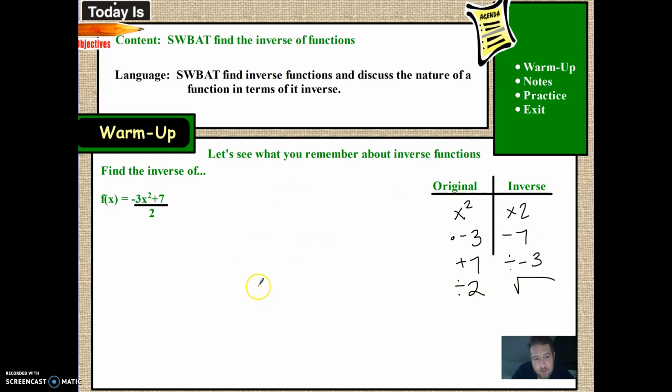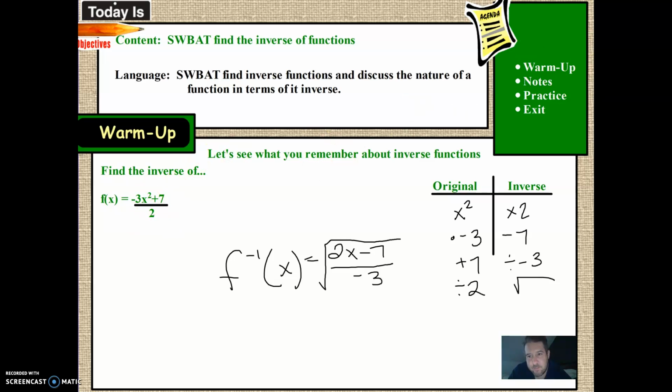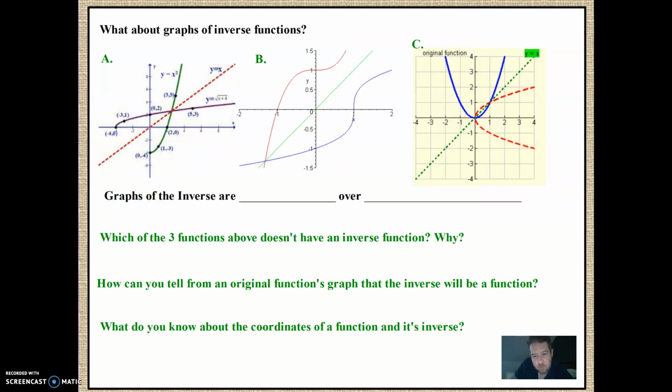So I'm going to build the new function, f inverse of x, using the inverse order. You multiply the number times 2, so that's 2 times x, and then you subtract 7, and then you divide that by negative 3, and then you take the square root of all of it, and there you go, you've got the inverse function of the given original function. Alright, so that's a good warm-up for what we're going to be doing in a second.